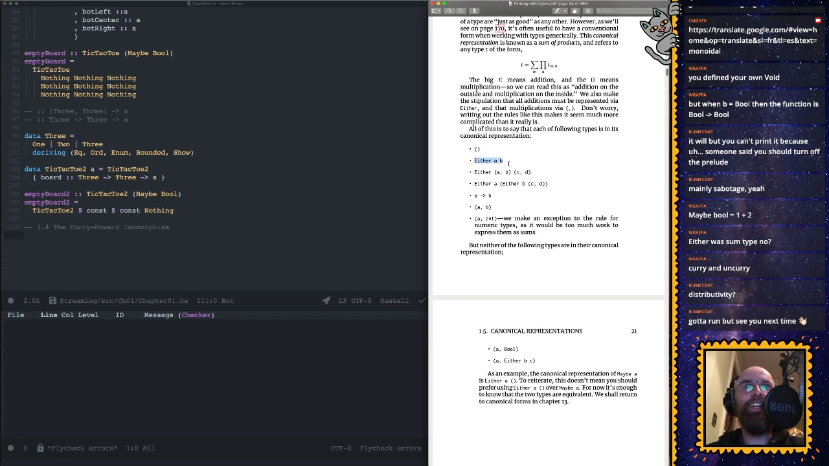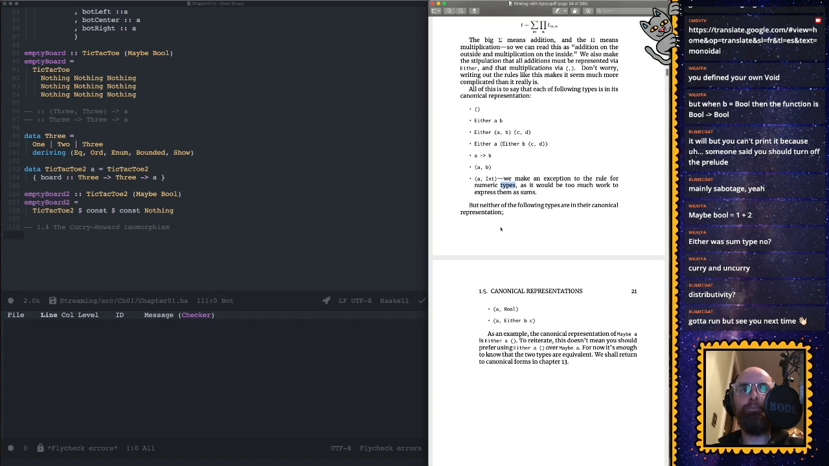So: unit, Either A B, tuple of A to B, tuple C to D, or not 2C, A and B, C and D, Either A. We make an exception to the rule for numeric types, as it would be too much work to express them as sums. Yeah, because you've got to get all values. It's the same when we did Char, it's like 256. So if we're going to go numerics, it's going to be loads.